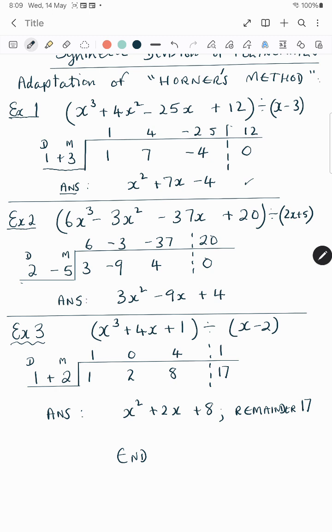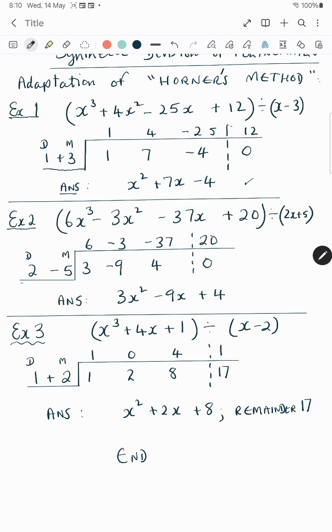Finally, example number 3, and I've included this one to point out a mistake that is often made. Okay, so we've got to divide x cubed plus 4x plus 1 by x minus 2, and go through the same procedure. Write down the coefficients of the dividend, but you've got to be a bit careful here.